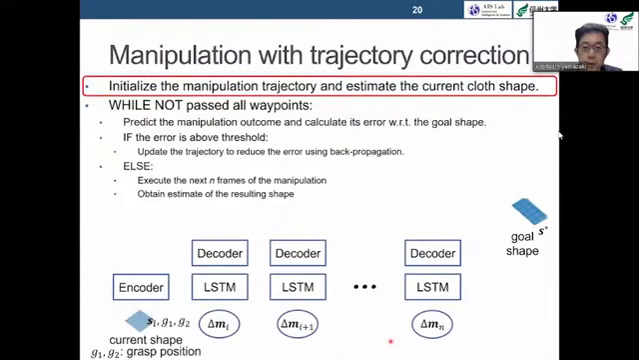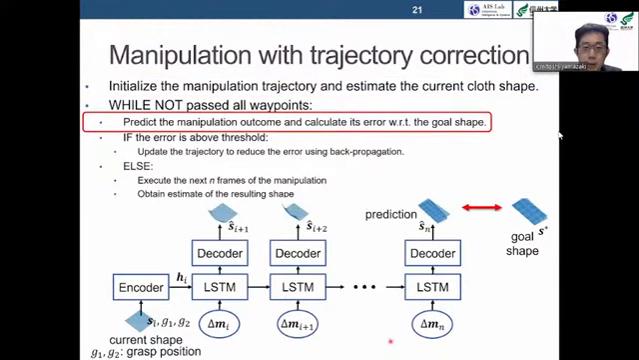First, we initialize the manipulation trajectory and estimate the current cloth shape. Then we start the manipulation. Manipulation follows the following procedure. First, we predict the final manipulation outcome S hat sub n here and calculate its error relative to the goal shape S star.